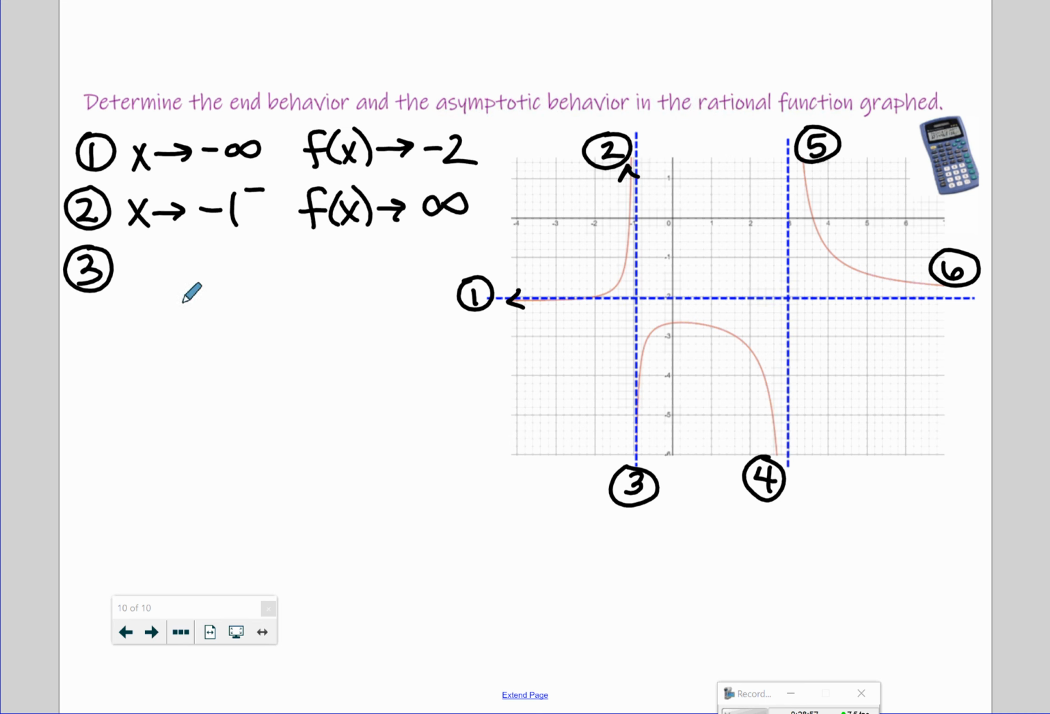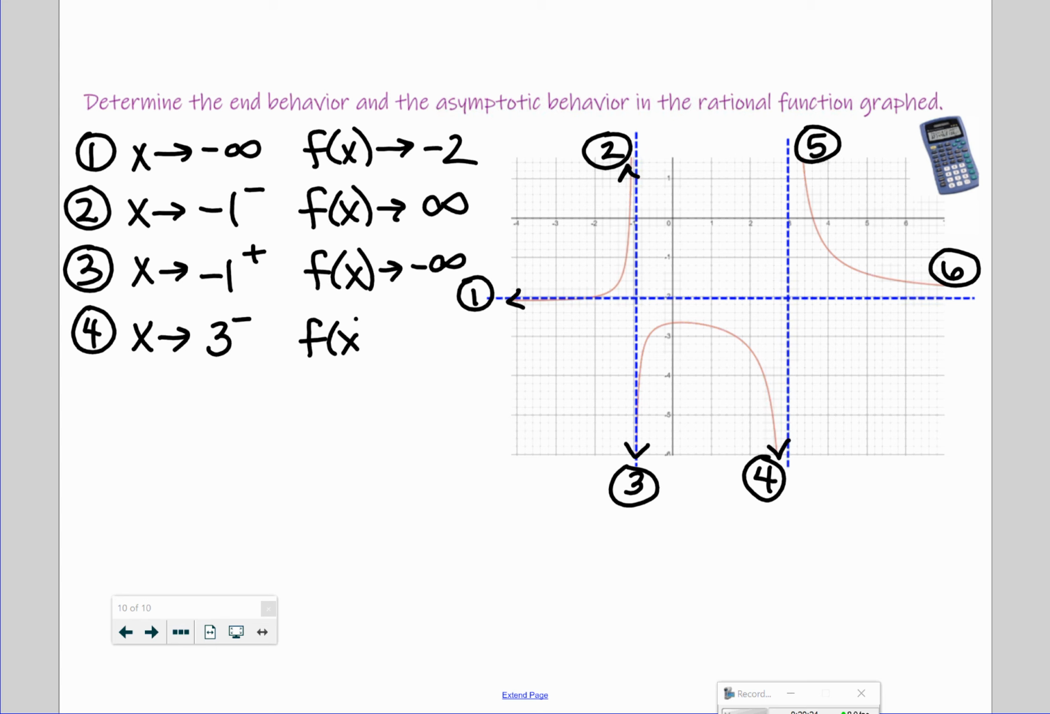End behavior number 3, down at the bottom. Again, we are approaching the vertical asymptote at negative 1, but this time we're on the right side. My f of x this time is going down, approaching negative infinity. End behavior number 4. Is approaching a vertical asymptote at 3, and it's on the left side. My y is approaching negative infinity. End behavior number 5, also approaching 3, but it's on the right side. My y is approaching infinity, it's going up.